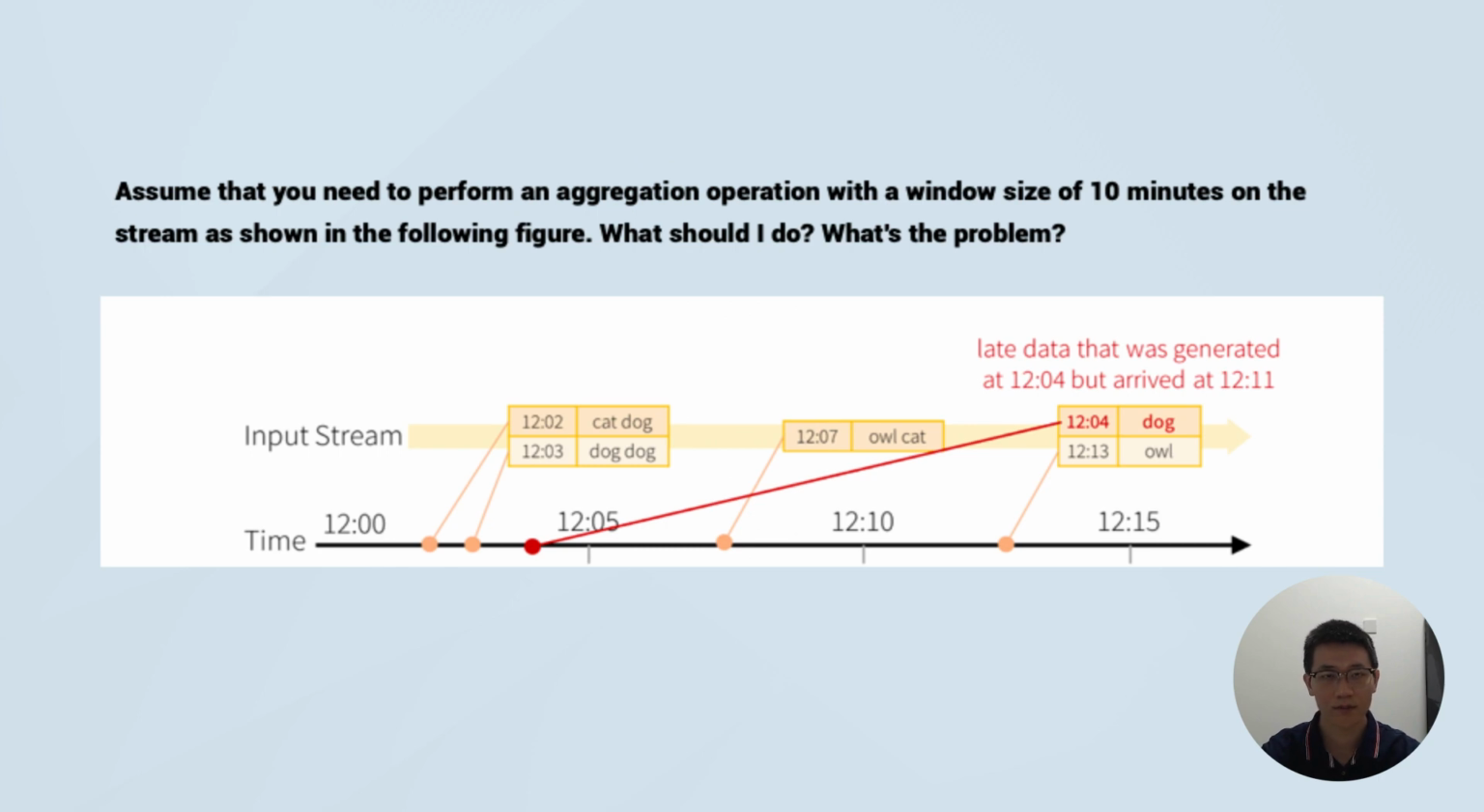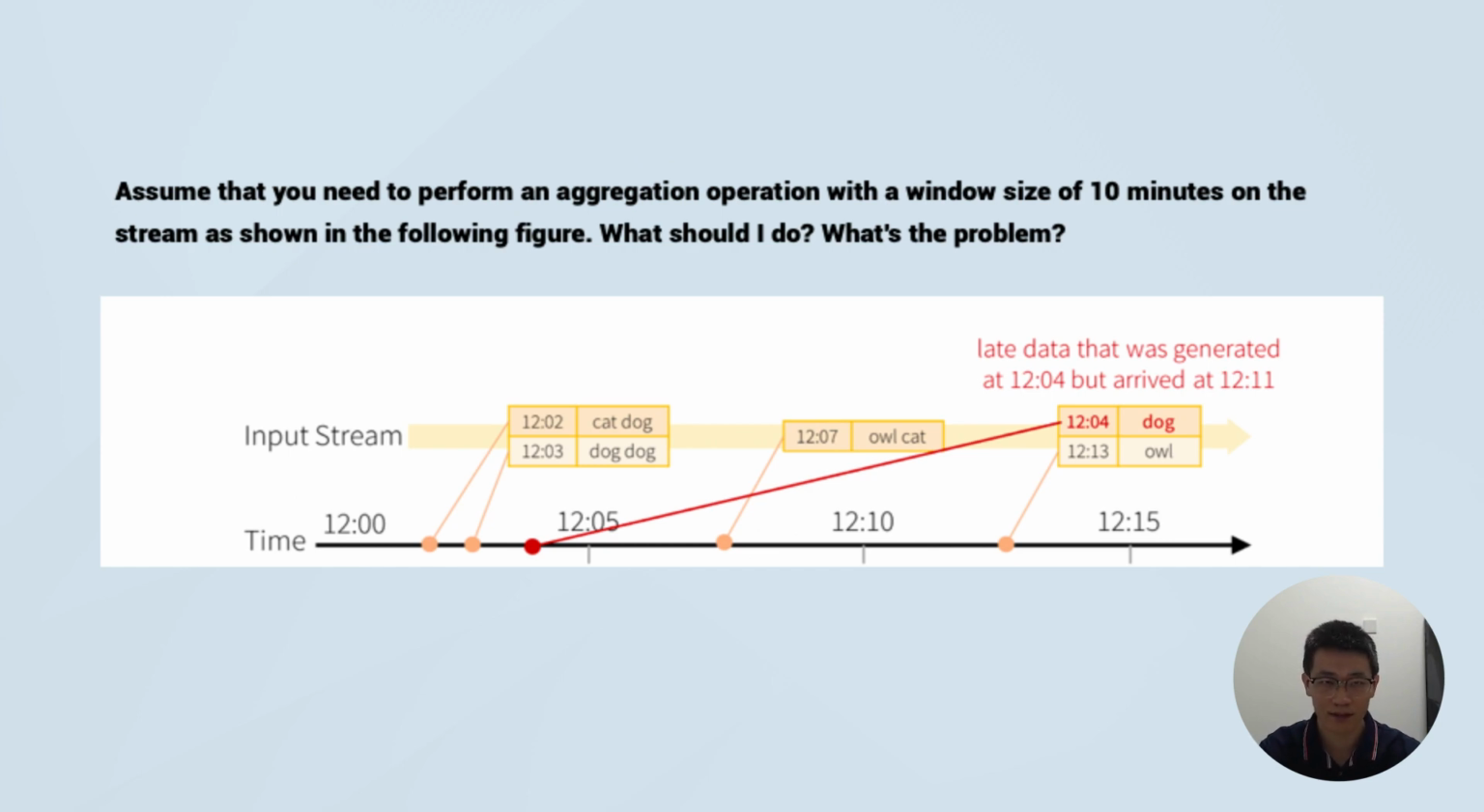You might notice a couple of issues. First, how long should we wait for delayed data? And do we need to process all delays? If you decide to process delayed data, how do we handle it? For example, dog at 12:04. We cannot keep state indefinitely, as that's impractical.